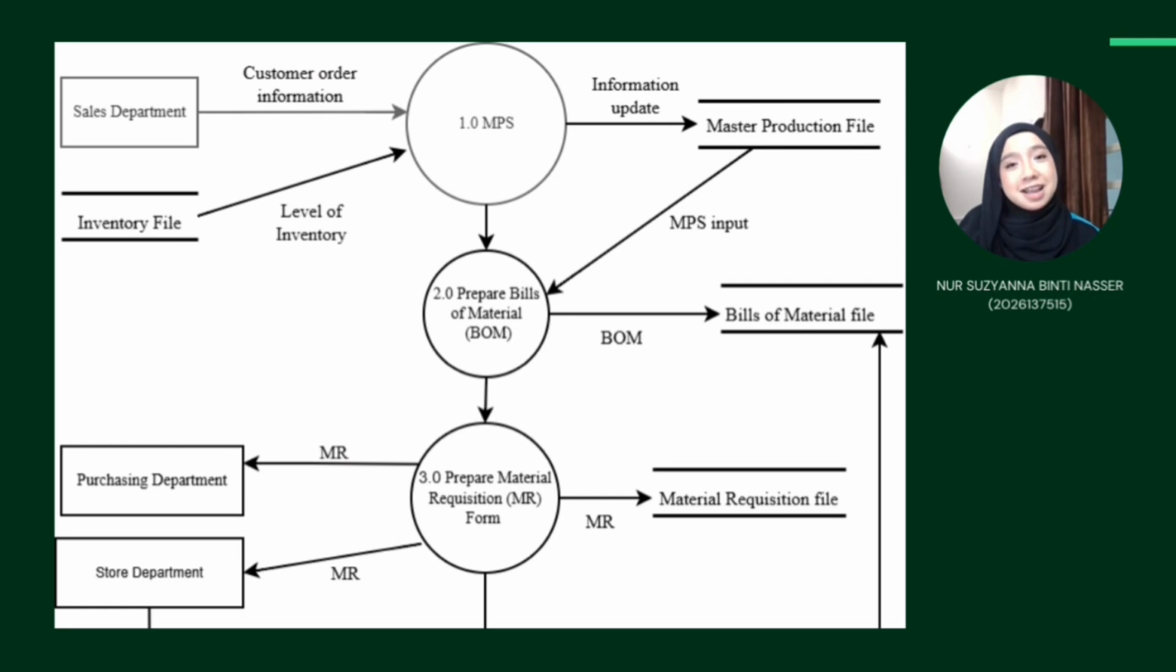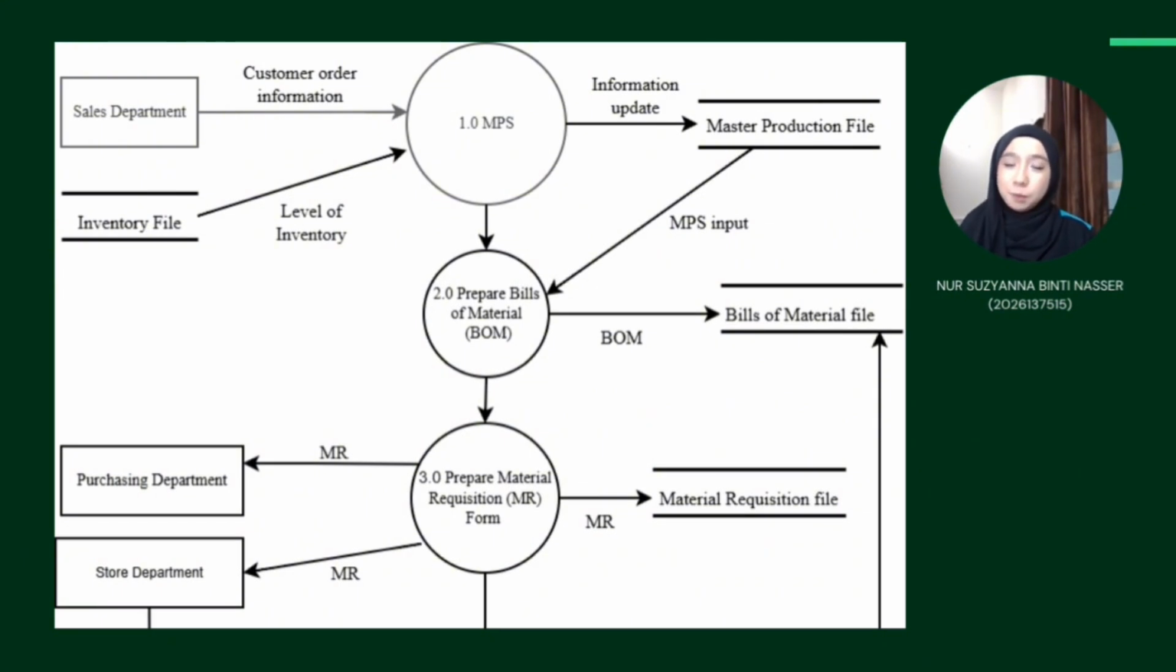The process starts with process 1.0, master production schedule, which is MPS. The sales department sends the customer order information while the system also checks the inventory file to identify the available stock. Based on this information, the production schedule is prepared and stored in the master production file.